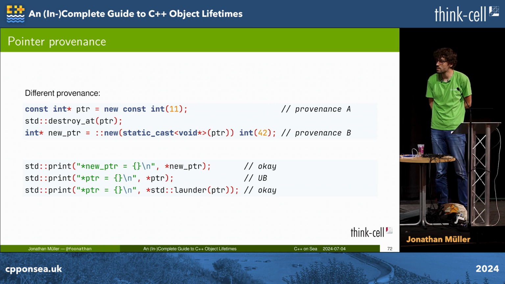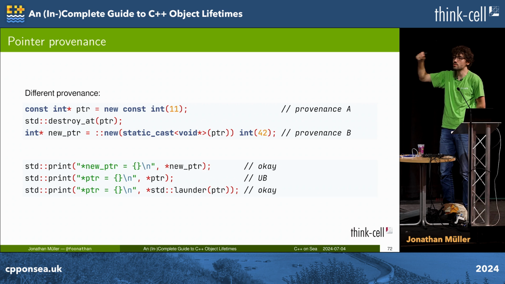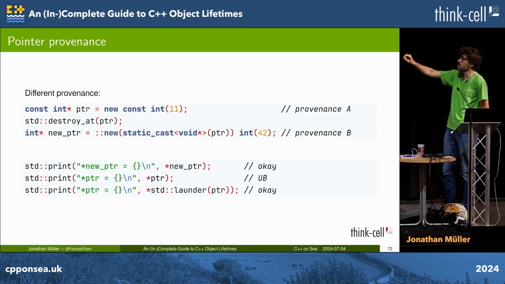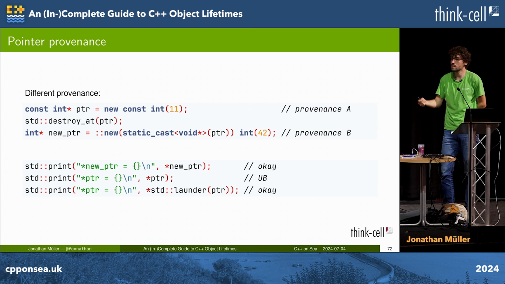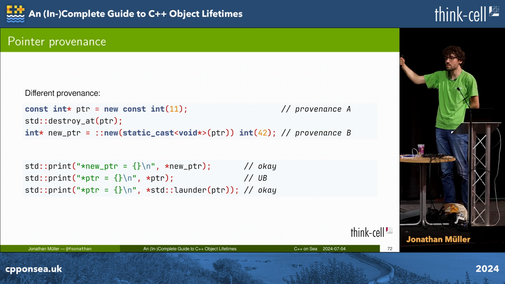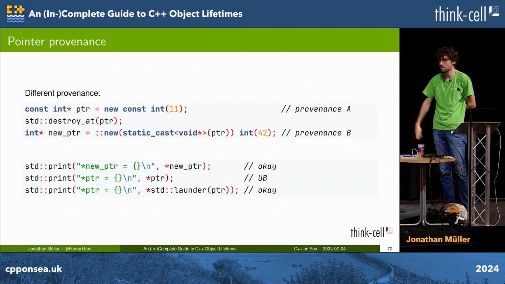Yeah, so std::launder doesn't modify the pointer in place. It returns you a new pointer, right? So you could say pointer equals std::launder(pointer), and then it's fine. But it takes the pointer by value, so it doesn't modify the pointer, and essentially the second field, the provenance field, cannot be changed.